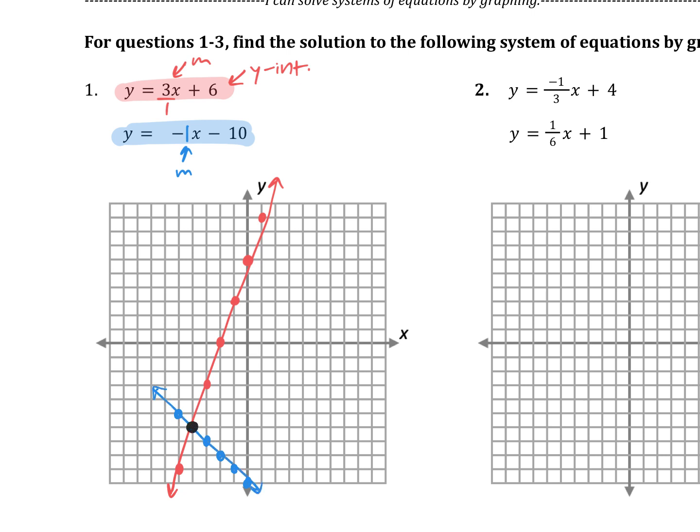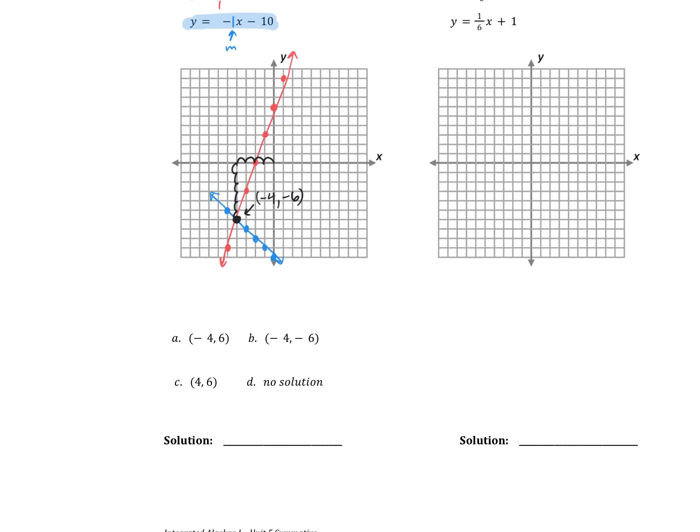So this point right here, we just have to identify what that is. It's negative 1, 2, 3, 4, and then down 1, 2, 3, 4, 5, 6. This point is negative 4, negative 6, and if we look at the multiple choice options, that would be letter B.